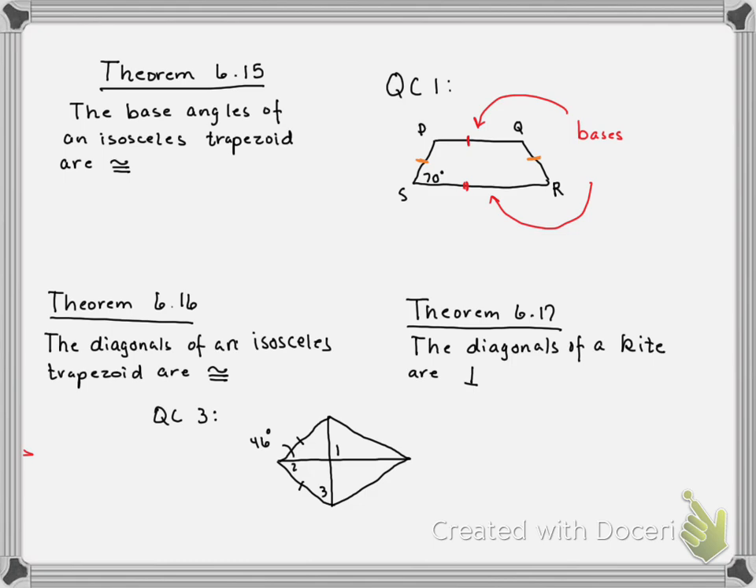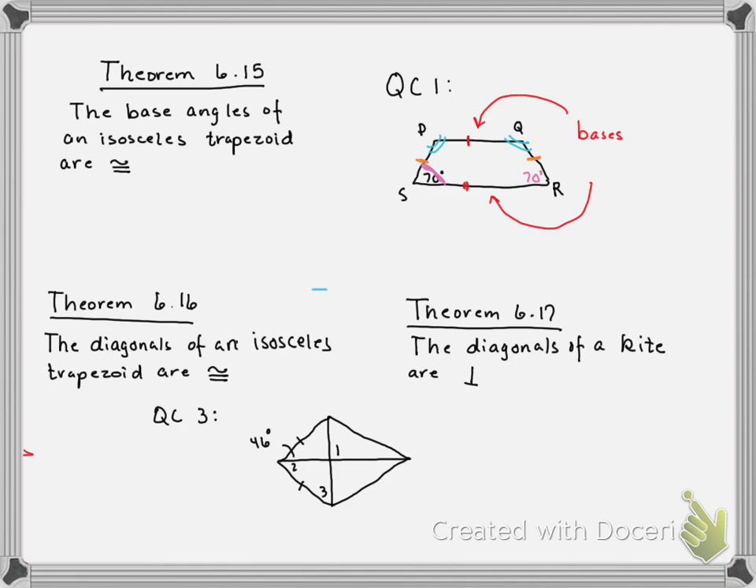So that leads us right into quick check 1, okay? So again, remembering that the top is a base and the bottom is a base. If this angle down here, angle S, is a 70-degree angle, that means, according to the theorem, that R is also a 70-degree angle, okay? So now P and Q are base angles as well. So P and Q being base angles will also be congruent to each other.